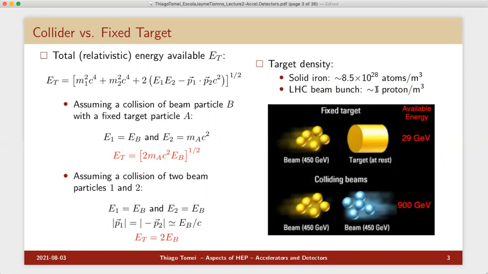So the bottom line is that, sure, you have much more energy available, but on the other hand, you have many more targets if you are colliding in a fixed target configuration. So you have to make a choice. For high energy physics, usually the need for high energy obviously dominates, and ever since we have had collider experiments.